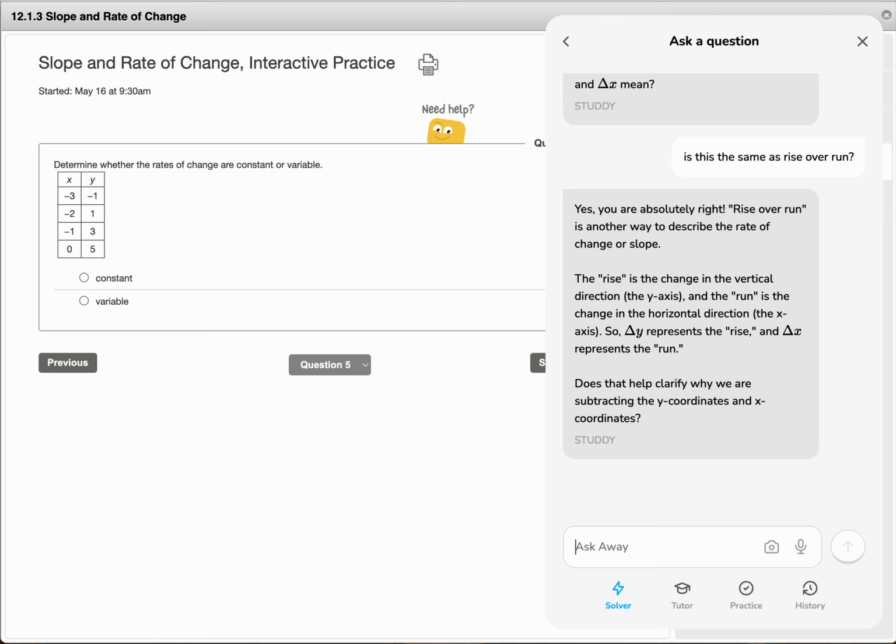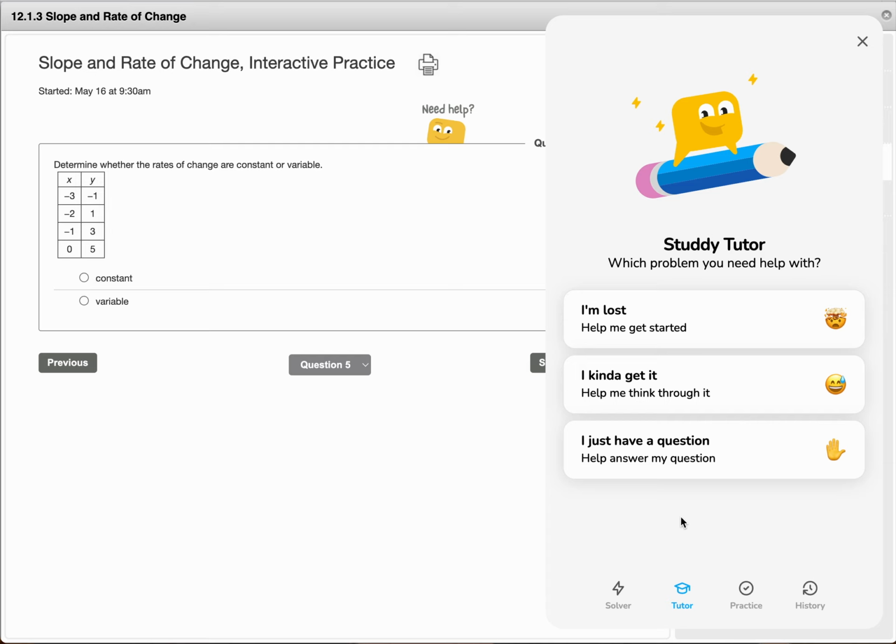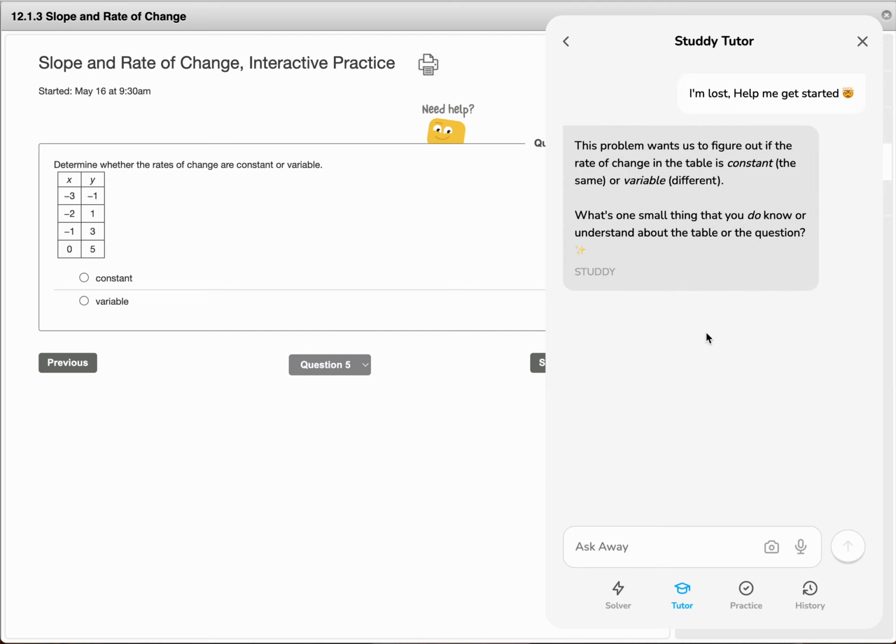The tutor is student-led. It starts from whatever the student knows and helps them find their own path to finding an answer. It really focuses on problem solving. A student can choose I'm lost, I kind of get it, or if they just have a question. Let's see what happens when we say I'm lost. Again, it's going to use friendly, approachable language to unpack what the problem means, and then ask the student to give one small thing they know.